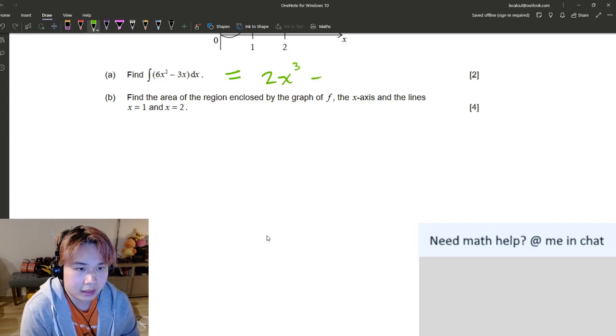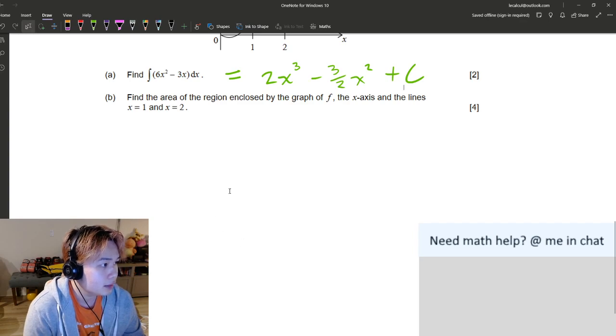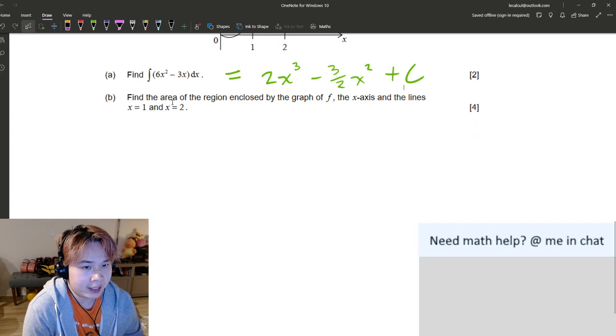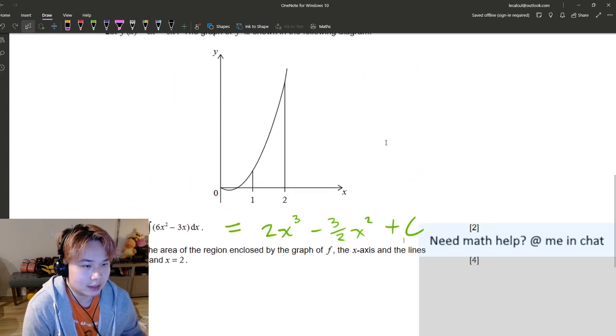But either way, you should get this as an integral. You can always check your answer too. Take the derivative of this one and you should get this one. Don't forget your plus c. You lose a point for that, I think. And then thus find the area enclosed by the graph of f, the x-axis, and the lines 1 to 2. So find this area.